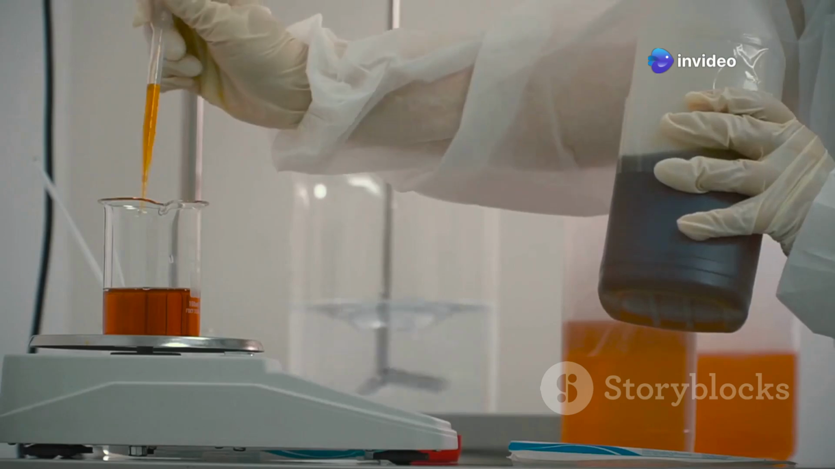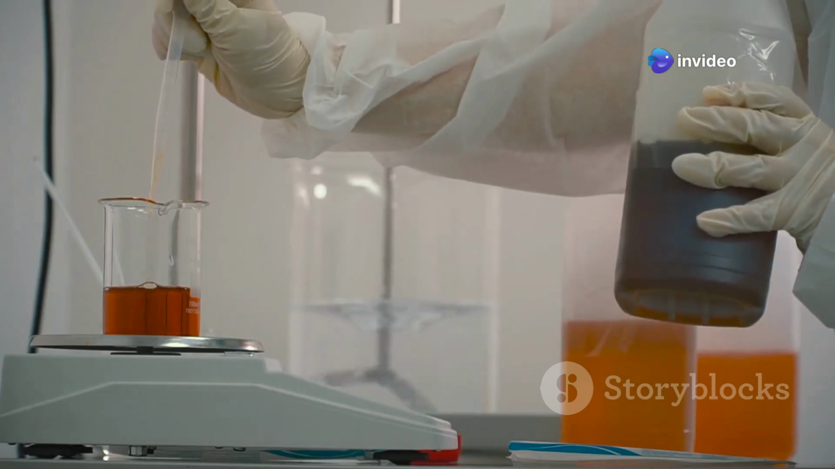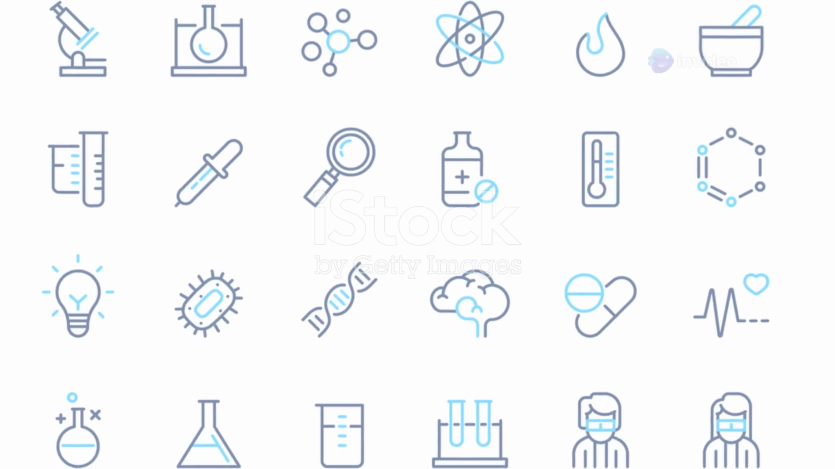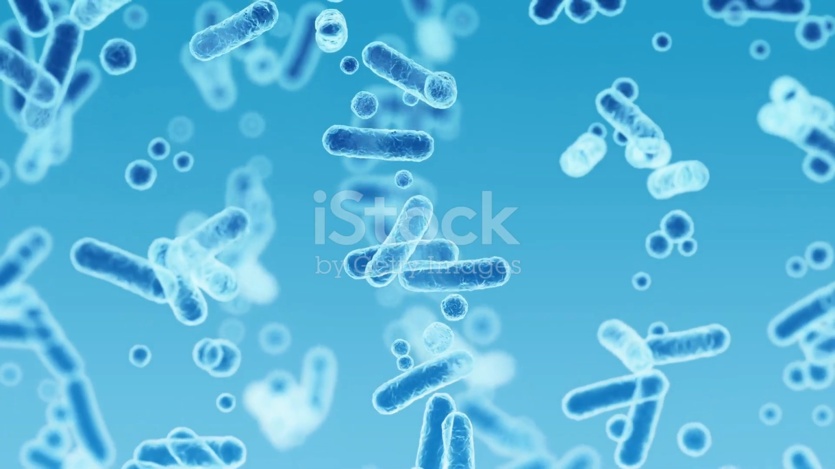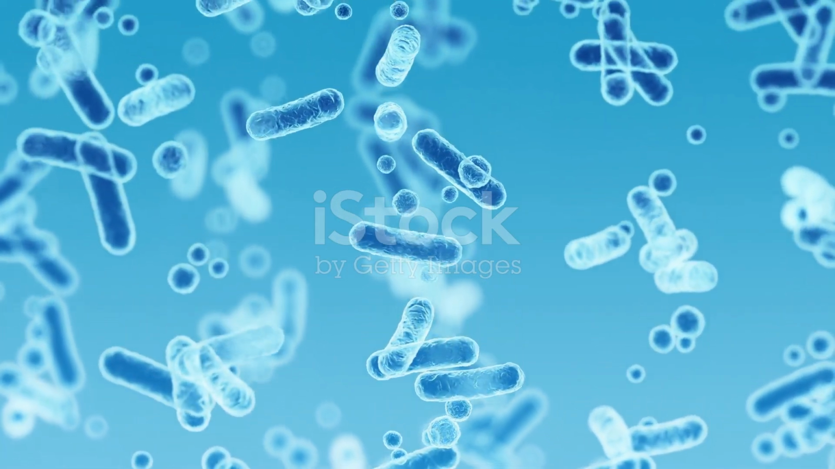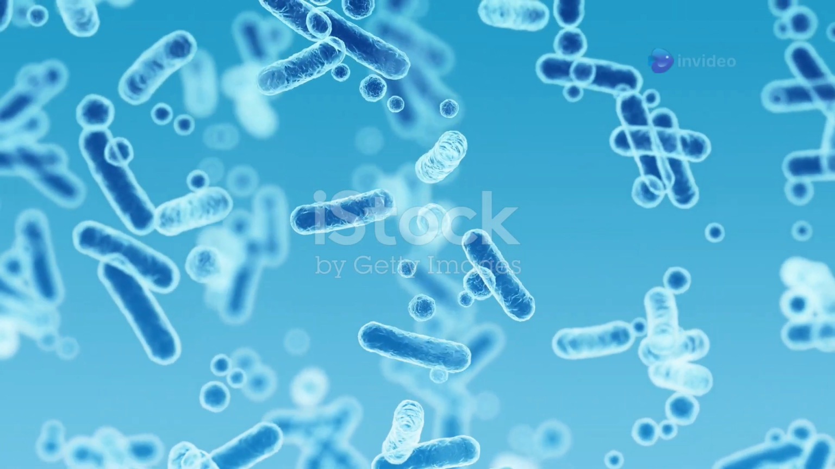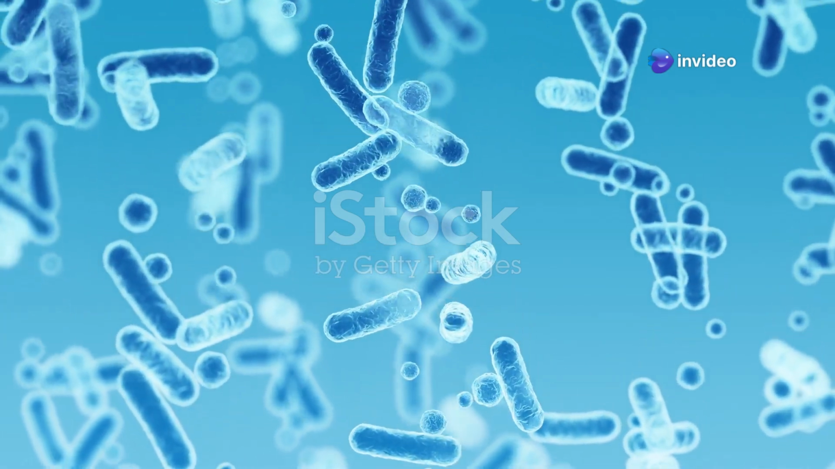Now for a little drama, we introduce ethanol or acetone, our decolorizing agent. This is where the real action happens. It's like a magic eraser that selectively removes the color from gram-negative bacteria, while gram-positive bacteria hold on to their purple coats. The suspense is killing me.